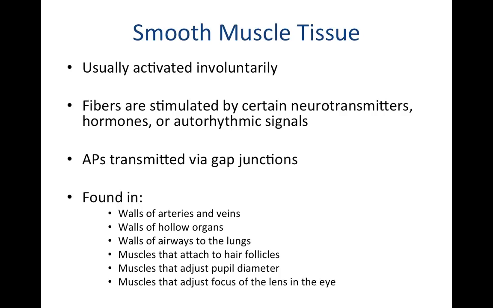And smooth muscle can be found all over the body in the walls of arteries and veins, hollow organs, airways into the lungs, the erector pili that attach to the hair follicles, the muscles that adjust your pupil diameter, muscles that adjust your lens to help you focus your eyes. So, all over the body, you can find examples of smooth muscle.